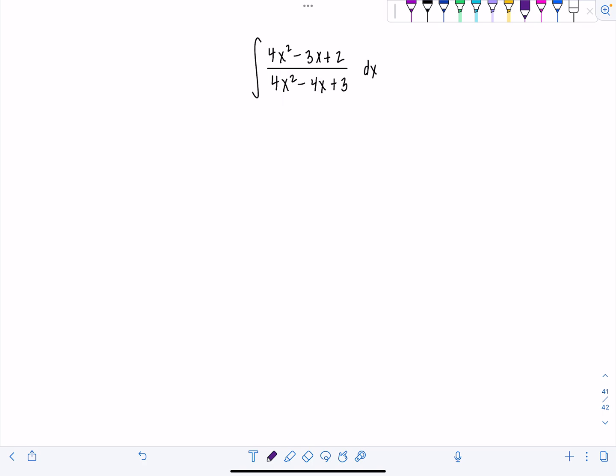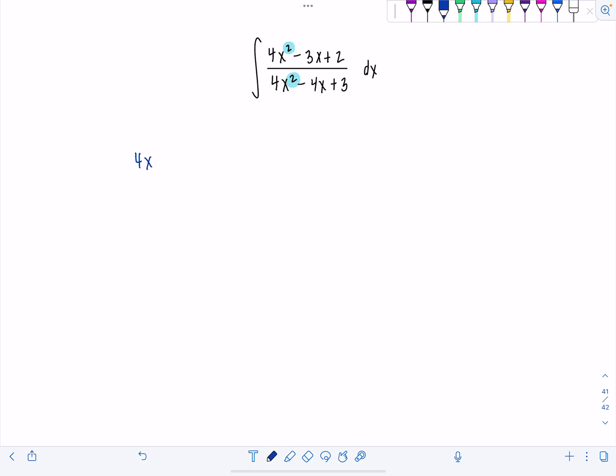We have the antiderivative of 4x squared minus 3x plus 2 over 4x squared minus 4x plus 3 dx. Right off the bat, I notice that the degree of the numerator is the same as the degree of the denominator. So before we proceed, we need to long divide. The degree of the denominator needs to be higher before we can decide what sort of technique to employ.